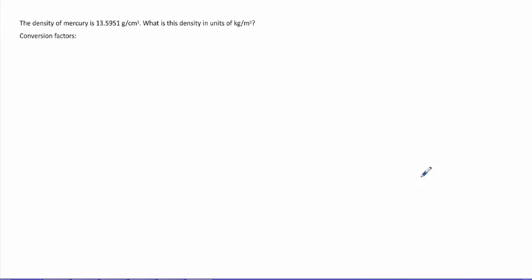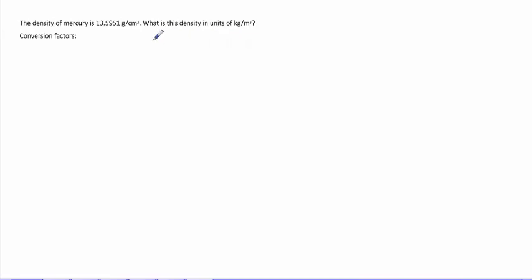In this video, we're going to be working with cube unit conversions and compound unit conversions. So the question reads, the density of mercury is 13.5951 grams per centimeter cubed. So this is what we call a compound unit, having two different parts. What is this density in units of kilograms per meter cubed?